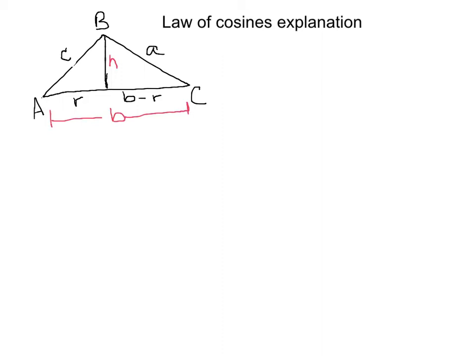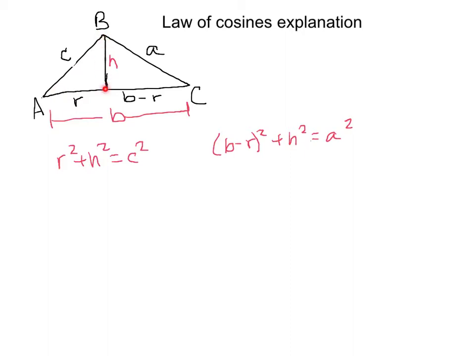Okay, what we're going to do is we're going to write the Pythagorean theorem a couple of times. We're going to say that r squared plus h squared equals c squared. And we're also going to say that (b minus r) squared plus h squared equals a squared. Okay? That should make sense from these two little right triangles, right? These are two little right triangles because this is an altitude.